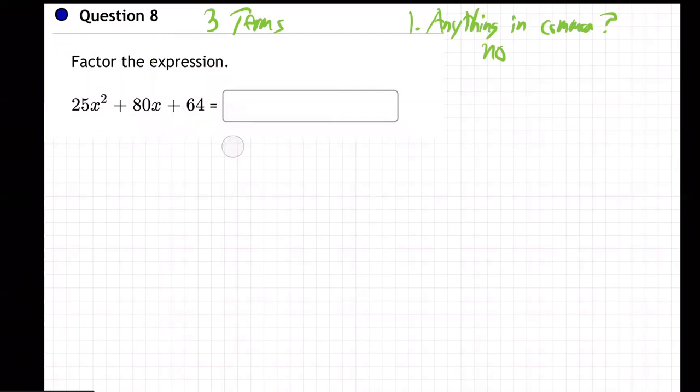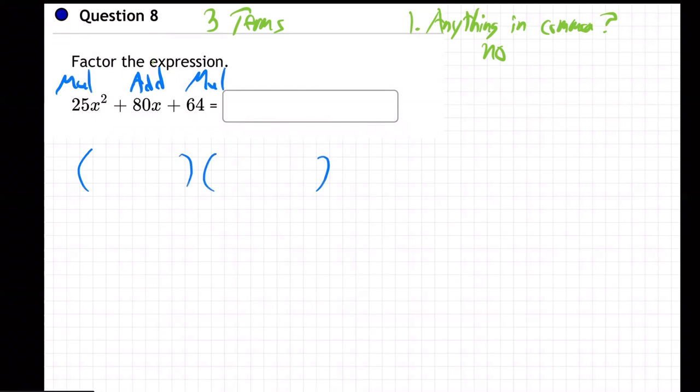What about letters? Do they all have an X? The first 2 do, but the last one has no X. No. So anyway, there's nothing in common. So that's always good to check. So next, what do we do? Now, remember what we do for 3 terms? Multiply, add, multiply, remember? So I'm going to do 2 parentheses.